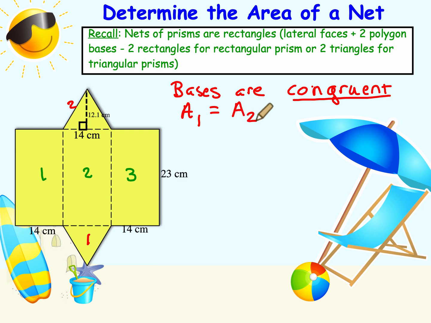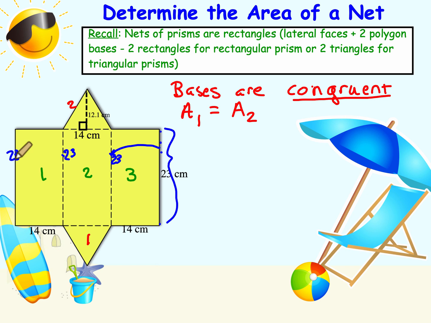Okay, so not always are the lateral faces going to be congruent. So let's go ahead and make sure that they are. This says that the height of this rectangle is 23. So remember, rectangles have opposite sides congruent. So if this side is 23, then this side over here is also 23. And of course, that means the other side of the rectangle is also 23, and that means the other side is also 23.